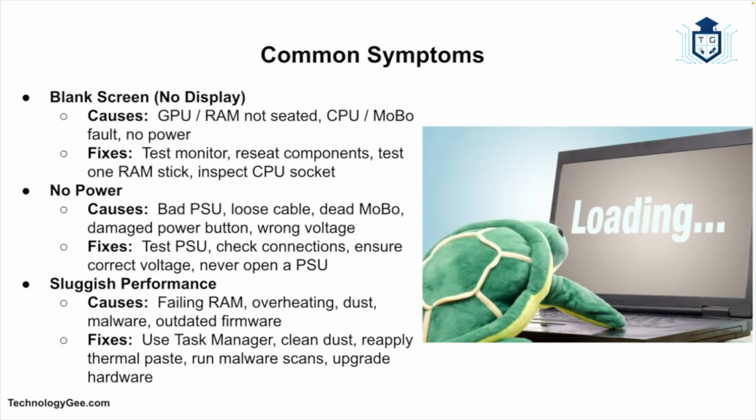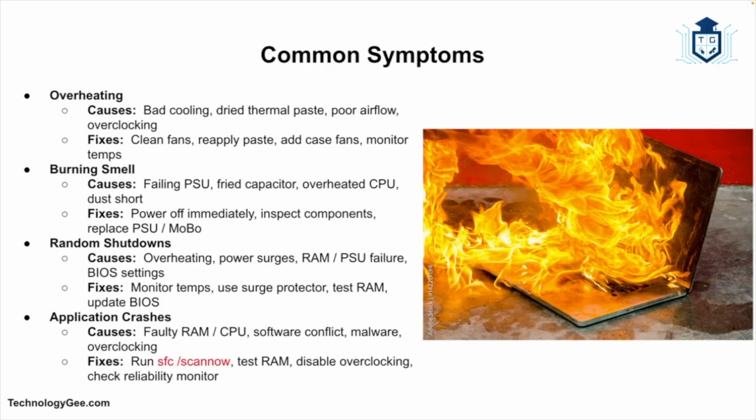Now, how you fix this: you can run Task Manager to find memory-hungry processes and shut them down. You can clean dust from the fans and heat sinks. You can apply fresh thermal paste to the CPU. You can run malware scans, or you can upgrade to faster RAM or an SSD. So when it comes to this, a little cleaning and maintenance can go a long way to speeding up your computer. Another issue is that of overheating.